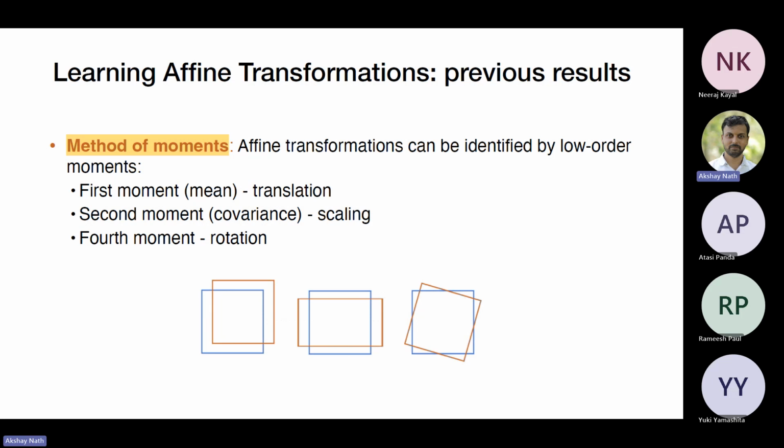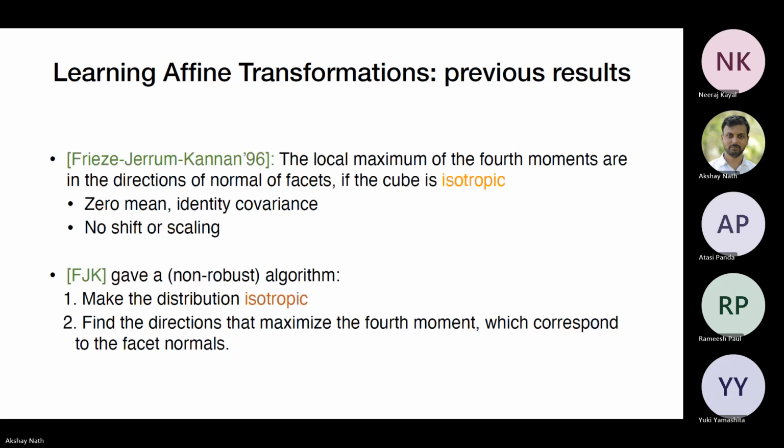And the fourth moment, or the rotation, is a little bit harder, and it's shown in the work I'll just mention. It proves that if we get the fourth moments, then we can learn the rotation matrix of the affine transformation. Frieze, Jerrum, and Kannan gave the result: the local maxima of the fourth moments are exactly the directions of the normals of facets.